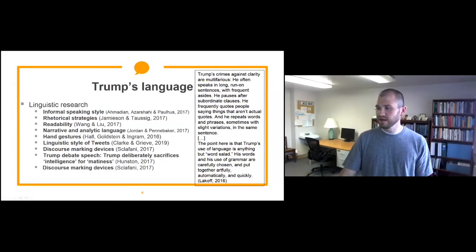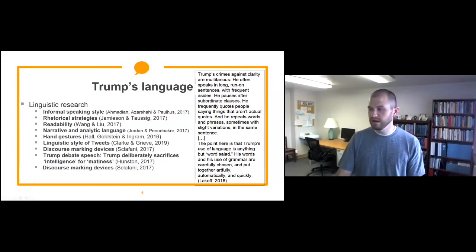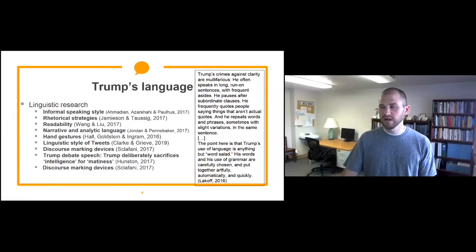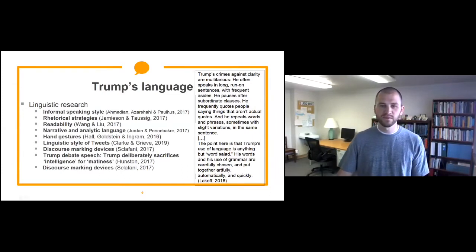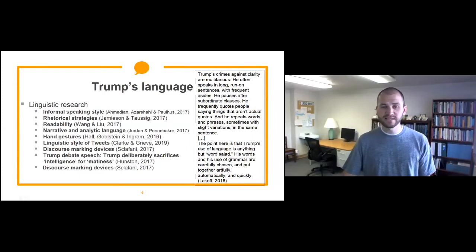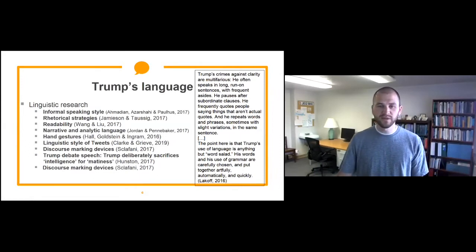You can see a quote here from George Lakoff in a blog post he wrote. He says, "Trump's crimes against clarity are multifarious. He often speaks in long, run-on sentences with frequent asides. He pauses after subordinate clauses. He frequently quotes people saying things that aren't actual quotes, and he repeats words and phrases, sometimes with slight variations in the same sentence." The point here is that Trump's use of language is anything but word salad. Now notice that he's contradicting what's been said by others.